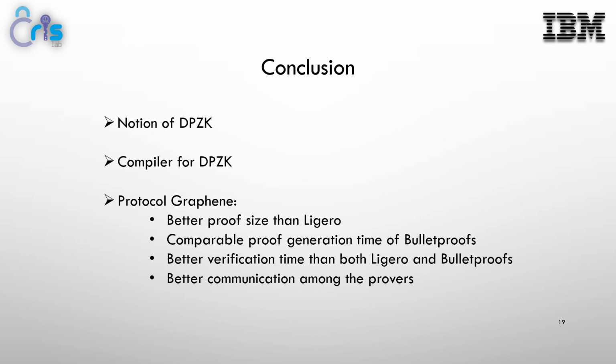Here I'll end the talk by restating the contributions of this work. Here we give the notion of DPZK. We construct a compiler which takes any IOP based proof system and gives a distributed prover zero knowledge protocol. Finally, we build a new protocol, Graphene, which has better proof size, better proof generation time and better verification time, and also it has good communication among the provers.